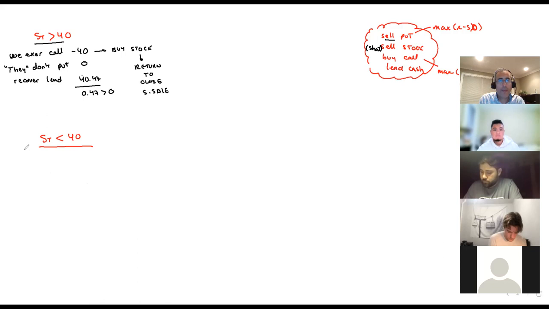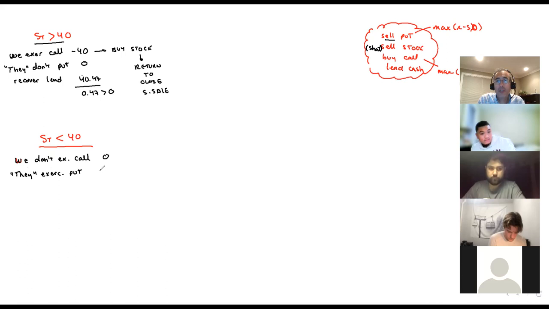Okay, so what happens with the call? Do we exercise the call or not? No. So basically, let me change this color. So basically, guys, we don't exercise the call. So this implies zero. But now what happens with the put? They exercise the put, do you agree? So I need to pay them minus 40, correct? And when they exercise a put, remember the put is the option to sell, correct?